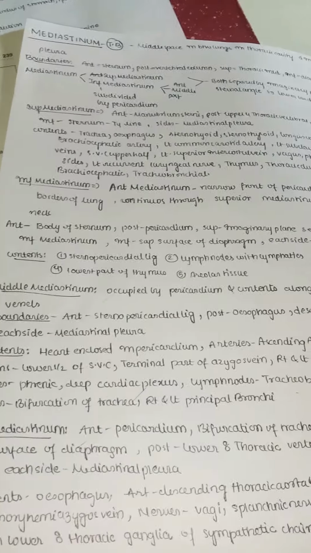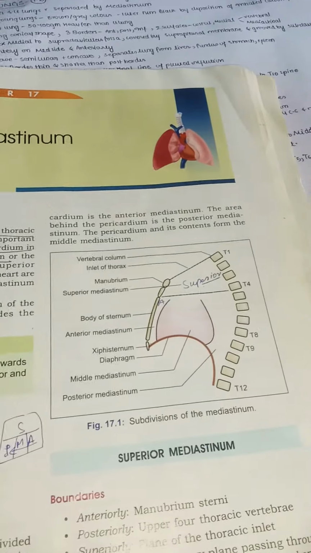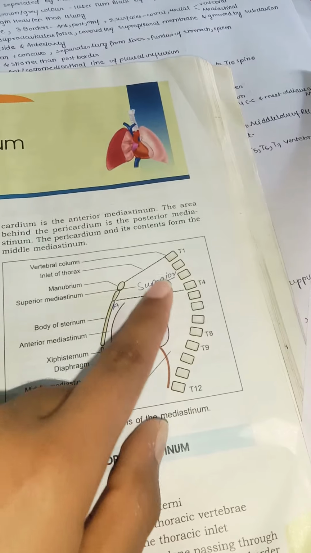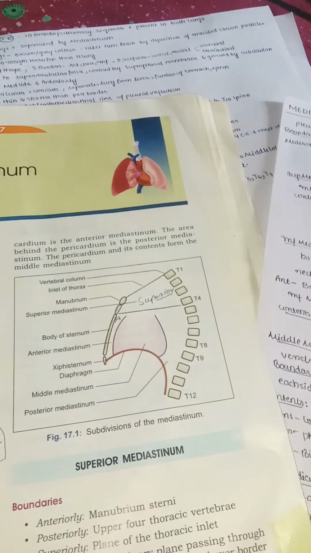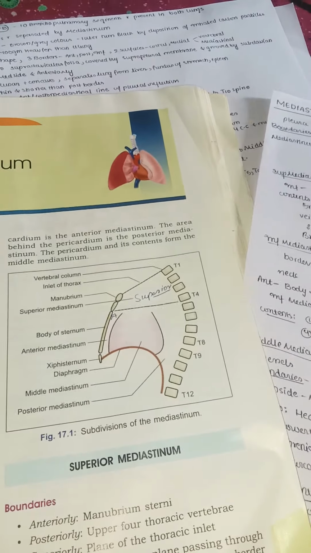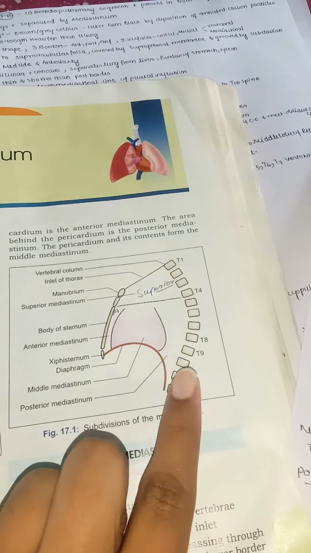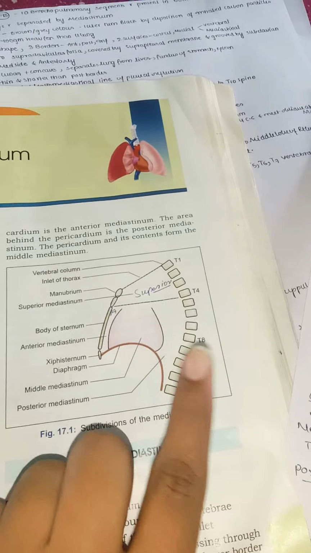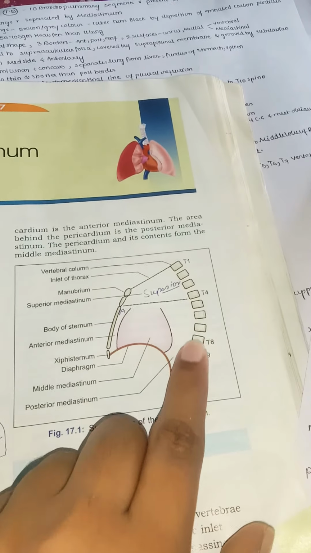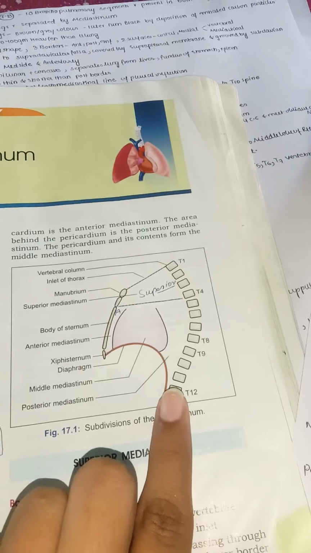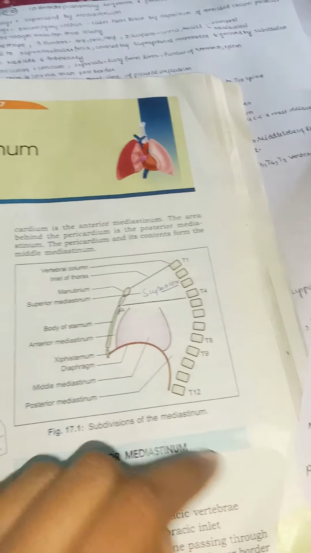Now we'll talk about the posterior mediastinum. This is the posterior mediastinum. Anteriorly it has the pericardium, the bifurcation of the trachea and pulmonary vessels, and the posterior part of the upper surface of the diaphragm is also its anterior boundary. Posteriorly it has the lower 8 thoracic vertebrae with the intervening intervertebral discs. On each side, again, the mediastinal pleura.